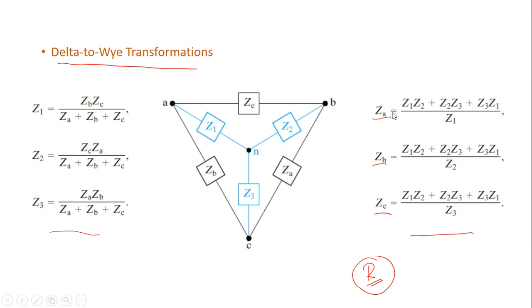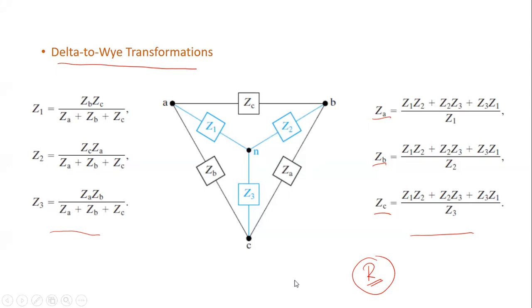To find ZA, which is surrounded by Z2 and Z3, you need to divide by Z1, the opposite one. To find ZC, for example, I need to divide by Z3. To find ZB, I need to divide by Z2. You need to divide by the opposite one. So the top is to multiply the nearby ones, and the bottom is to divide by the opposite one, not the nearby one.